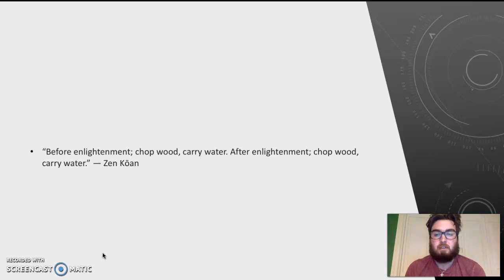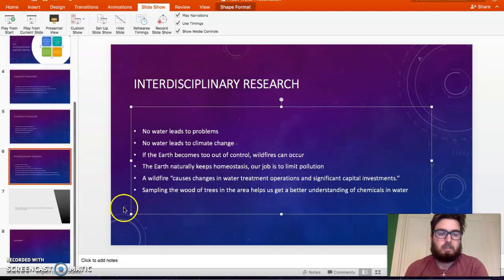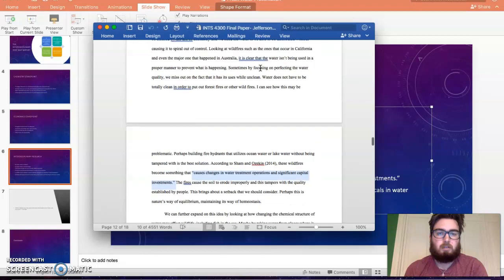To end on the PowerPoint, I'd like to show you this little quote. It's a Zen quote: Before enlightenment, chop wood, carry water. After enlightenment, chop wood, carry water. You can take that as you please. A lot of people try to find a meaning behind that, but let's take a look at some of the words that I wrote in the thesis.